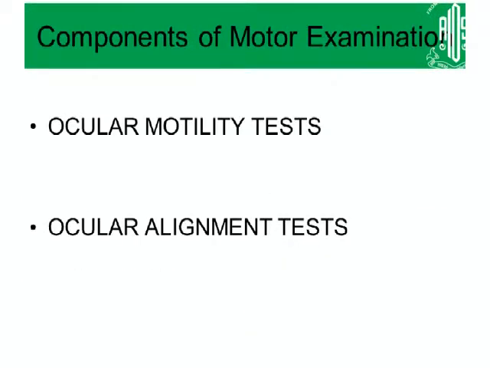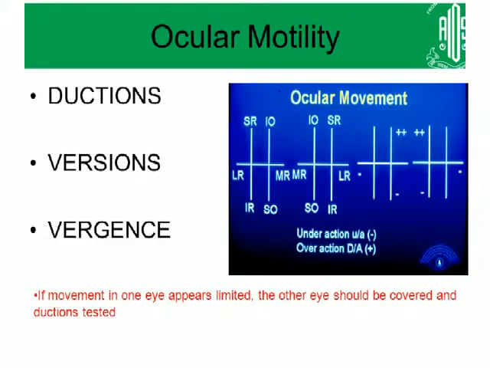So let's jump into the components of the motor examination. So you have tests for ocular motility and ocular alignment. The ocular motility can be separated into ductions, versions, and vergence. So what are ductions? Very good, uniocular movements. What are versions? Conjugate, binocular, we like all these fancy terms, binocular conjugate movements. What about vergence? Yes, binocular disconjugate movements.